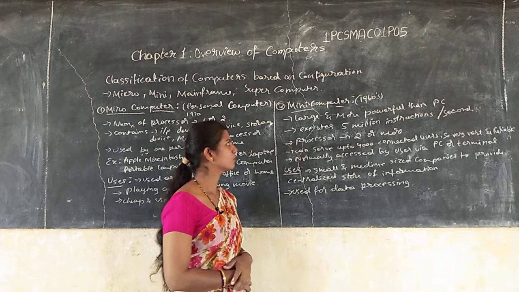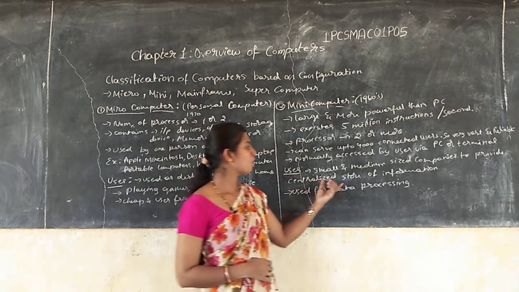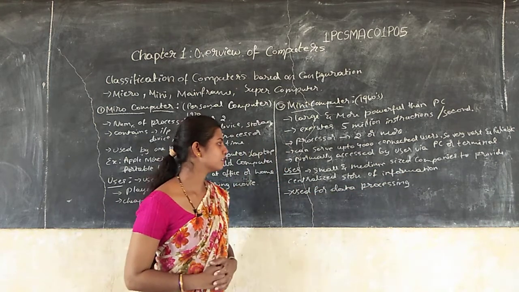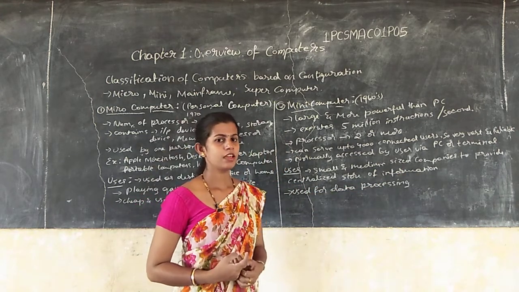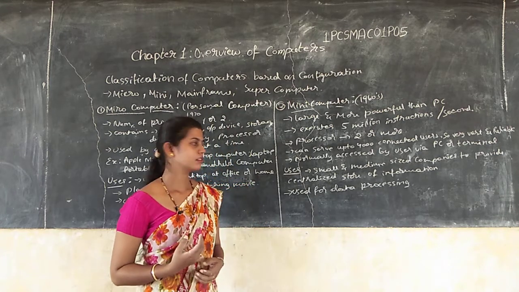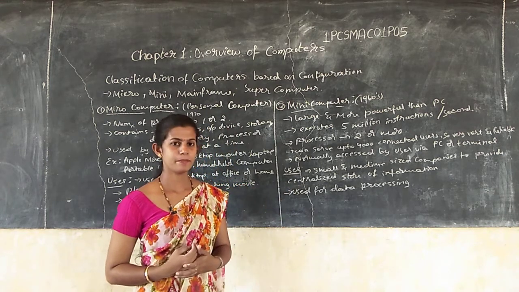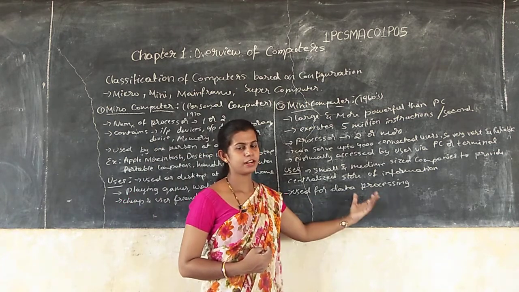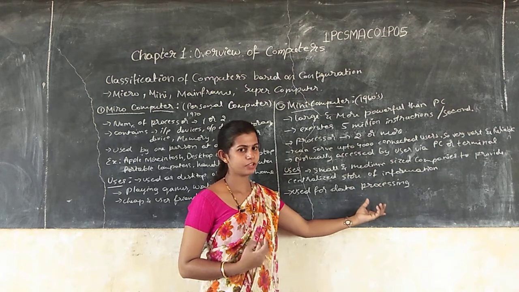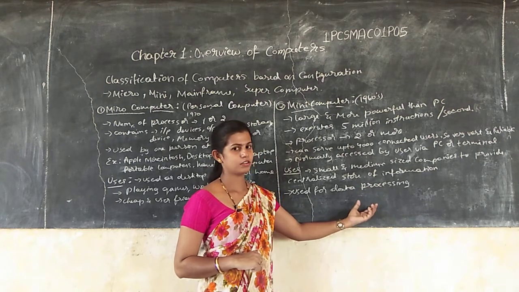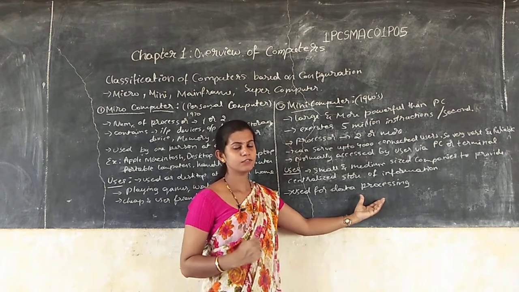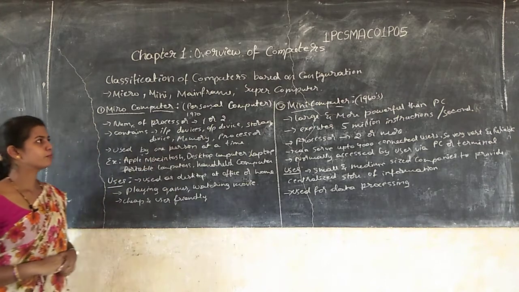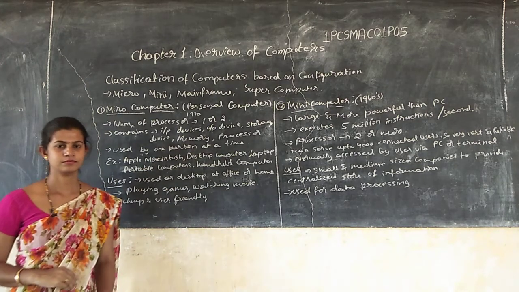Some of the uses of mini computers are in small and medium sized companies to provide a centralized store of information. They are used in small or medium sized companies. And it is used for data processing, processing of data to get some valuable or meaningful information. So this is about the microcomputer and mini computer.